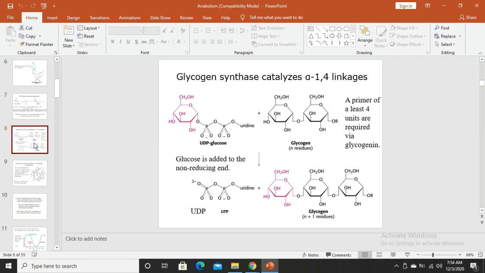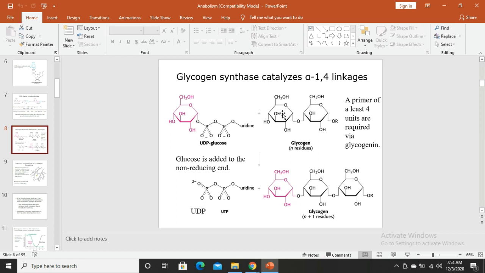So glycogen synthase catalyzes alpha 1,4 linkages. So this is the alpha 1,4 glycosidic bond. Remember that the kind of bond that binds glucose units together is called a glycosidic bond, right? So for amino acids, it's peptide bonds, and for carbohydrates, it's glycosidic bonds. So this type of bonding is called alpha 1,4 linkage.